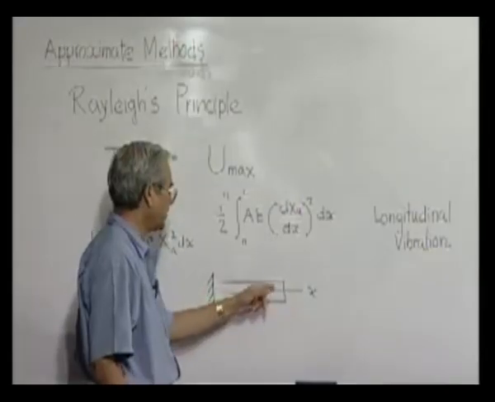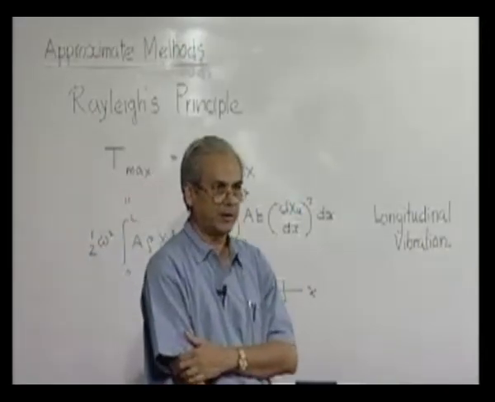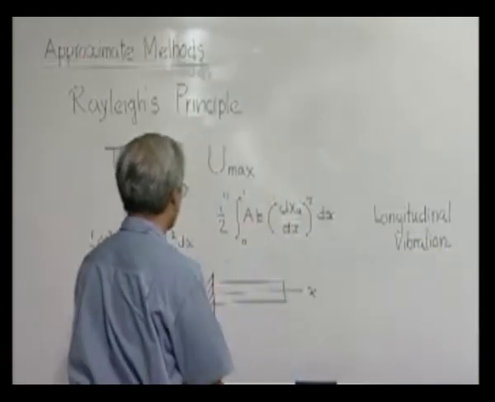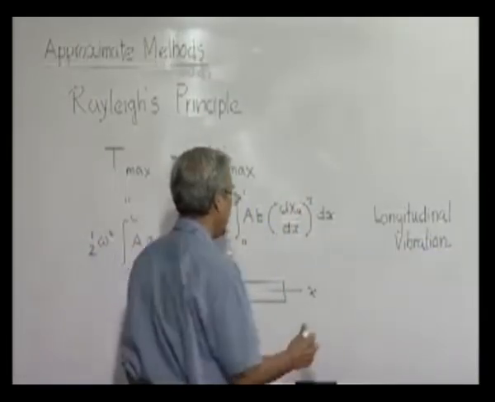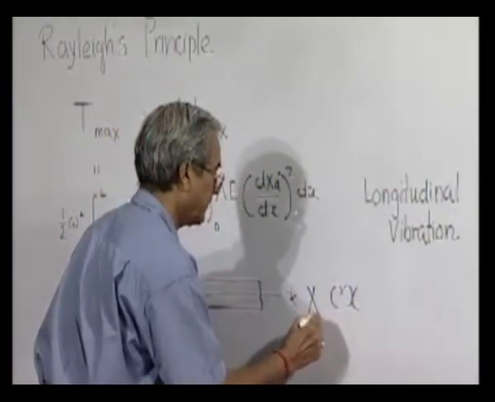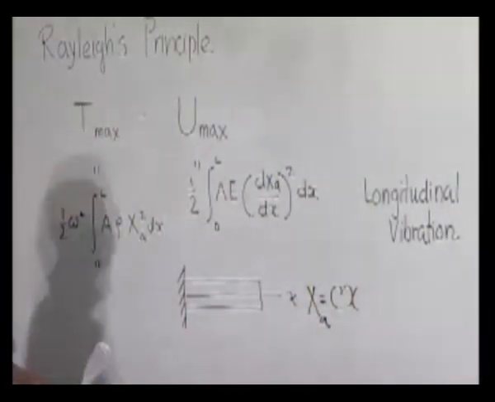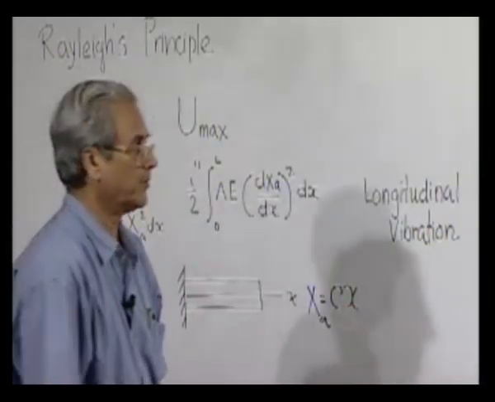But this end is free to move, but its force is 0. That's a non-geometric or dynamic boundary condition. So at least the geometric boundary condition should be satisfied, and so we took something like this. Very simple form, and we reasonably got the answer. So now let us go to the other type of vibration problem, which is more common, that is transverse vibration.